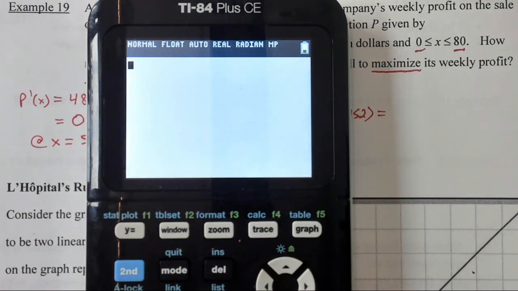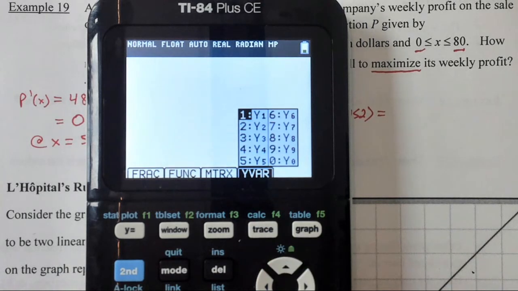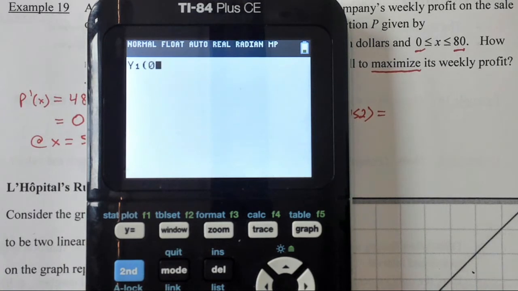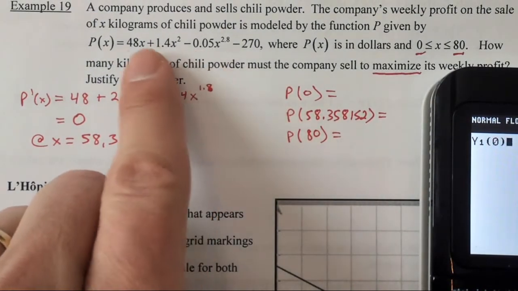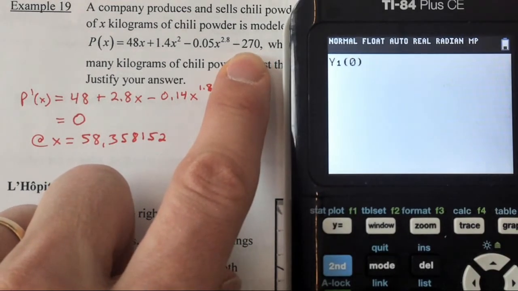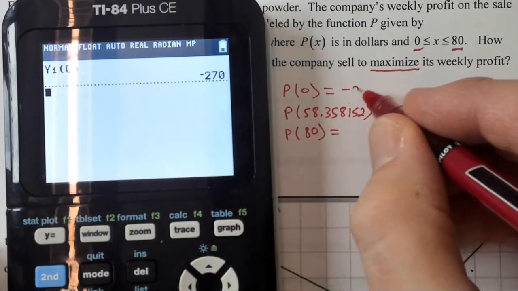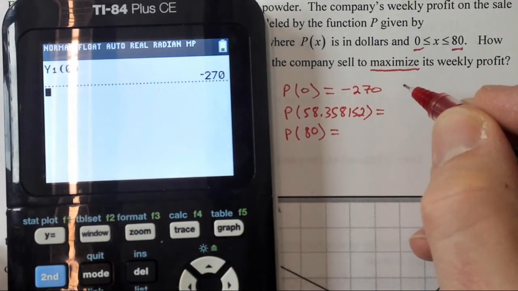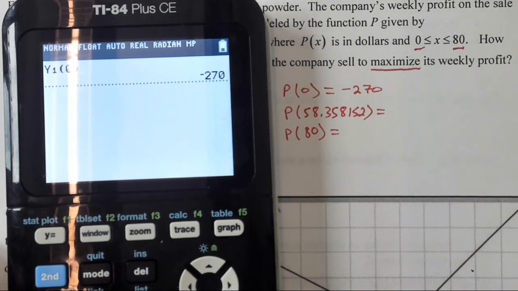So I'm going to go to the main screen, and I'm going to pull up my y variables. So alpha trace, the green alpha button, and then the trace key, y1, hit enter. And now in parentheses, I'm going to put 0. That means that we're plugging 0 into the original function. Now we already know what this is going to be, because if we plug 0 into the original function, all the terms except the last one are going to go to 0, so our answer is going to be negative 270, and you can see there it absolutely is. All right, and it would make no sense for us to produce no chili powder, because how are we going to make any profit at all? So that is not going to be our maximum value.